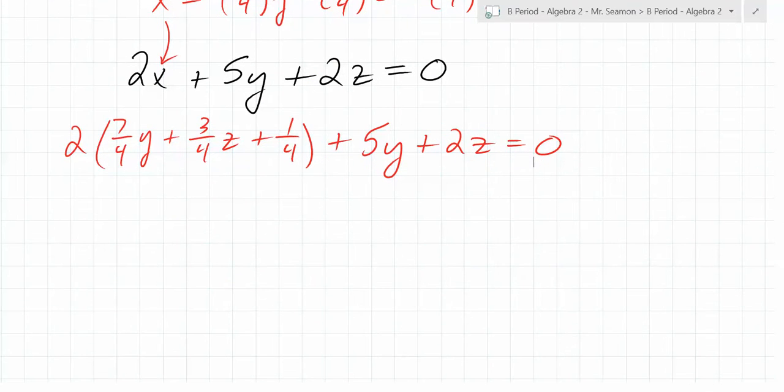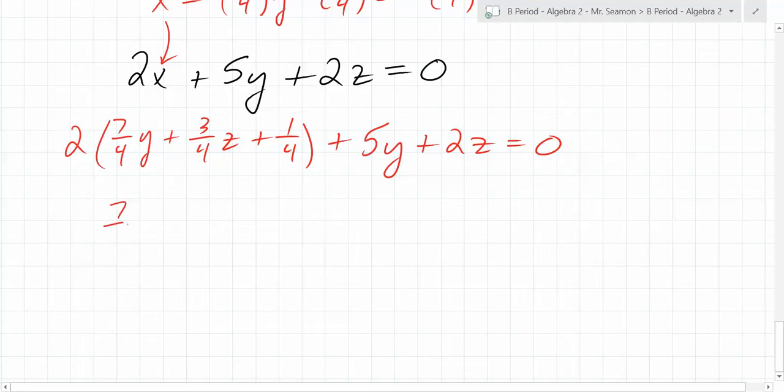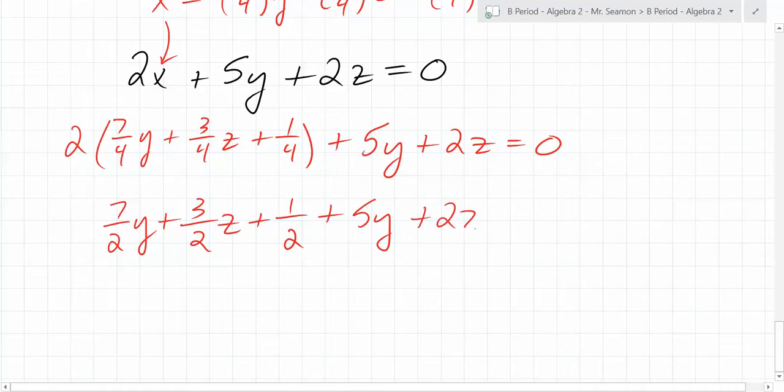What should we do to that? Let's just simplify it one at a time here. What's that one word we have to do now? Distribute. What's 2 times 7/4? 7/2. Yes, 14/4, which is 7/2. So 7/2 y plus 3/4 z plus 1/2 plus 5y plus 2z equals 0.